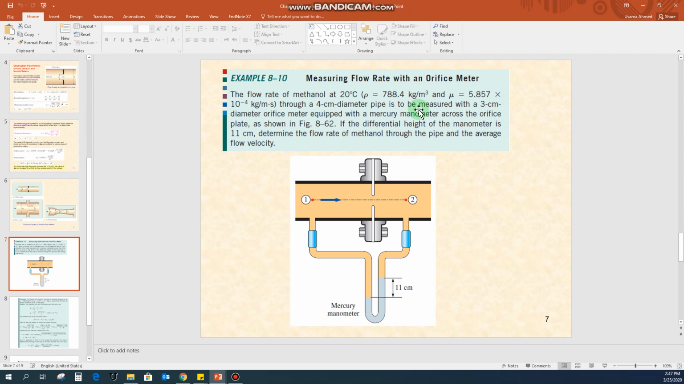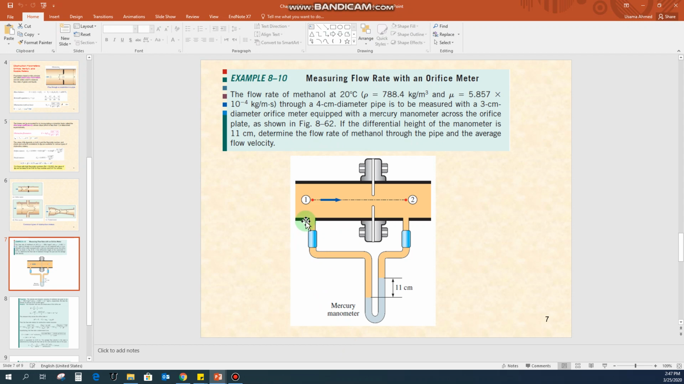The flow rate of methanol at 20 degrees C, whose density and viscosity are provided, through a 4 centimeter diameter pipe is to be measured with a 3 centimeter diameter orifice meter, equipped with a mercury manometer across the orifice plate. If the differential height of the manometer is 11 centimeter, determine the flow rate of the methanol through the pipe and the average flow velocity.